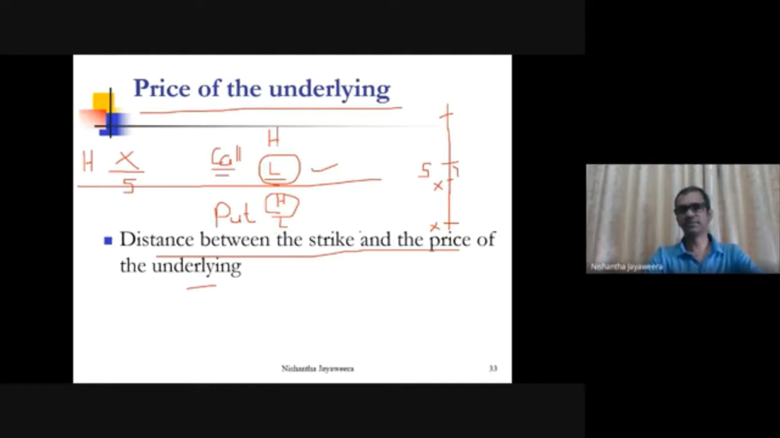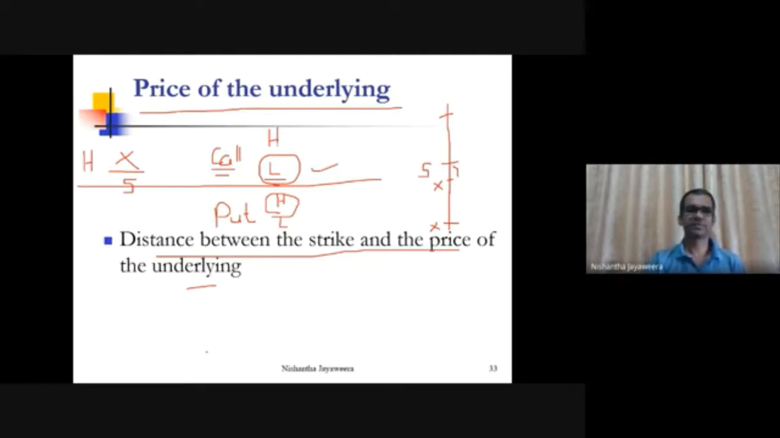So that's why I said that either the price of the underlying or the strike, it is the distance between those two that matters. So whenever we say higher strike, that's compared to the spot. If you have a higher strike, the call premium would be low. If you have higher strike, put premium would be high. The reverse is true for lower strike. For lower strike, call premium is high, put premium is low.